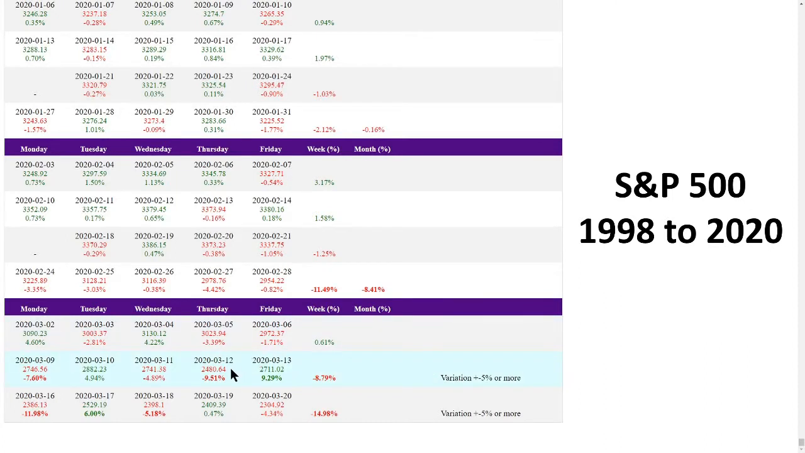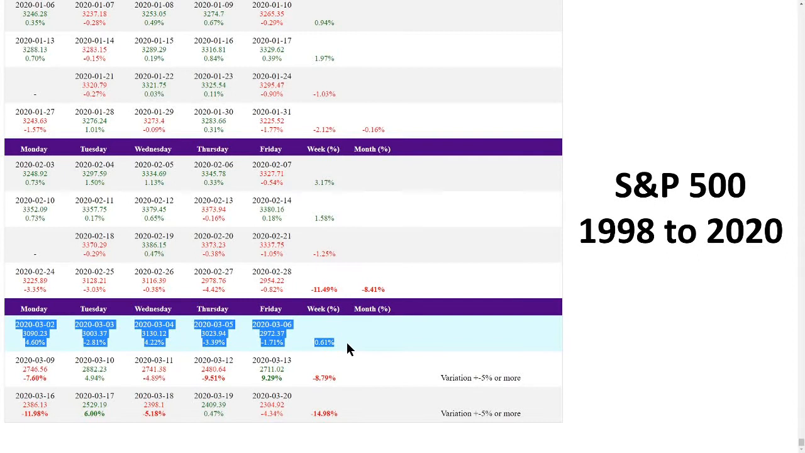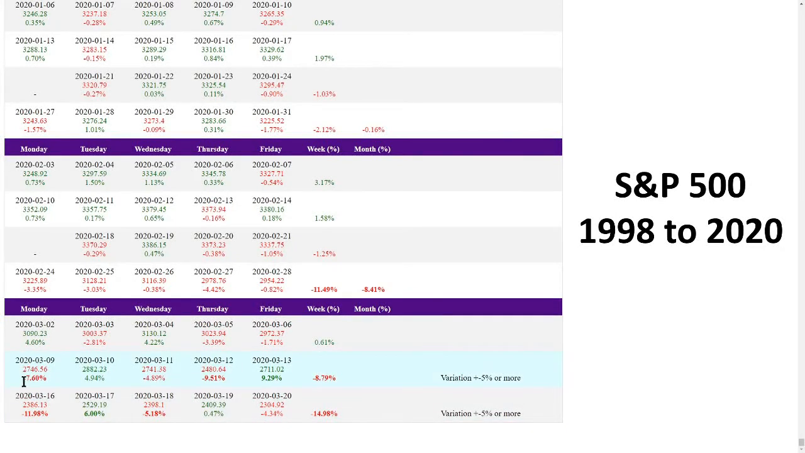And what we see here is the S&P 500 month by month. Every week we have the weekly price with the price variation for every day and for the week and for the month as well. We haven't got to the end of the month yet. What we see is that in the last 2 weeks, we had a lot of volatility.